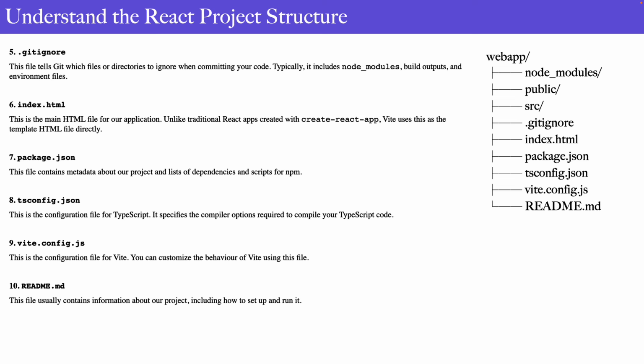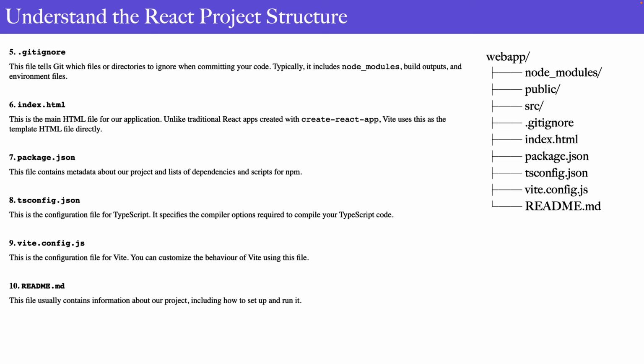Next is the tsconfig.json file. This is the configuration file for TypeScript. It specifies the compiler options required to compile our TypeScript code. This is just a configuration file. We are not going to touch this. Next is the vite.config.js. This is the configuration file for Vite. You can customize the behavior of Vite using this file.